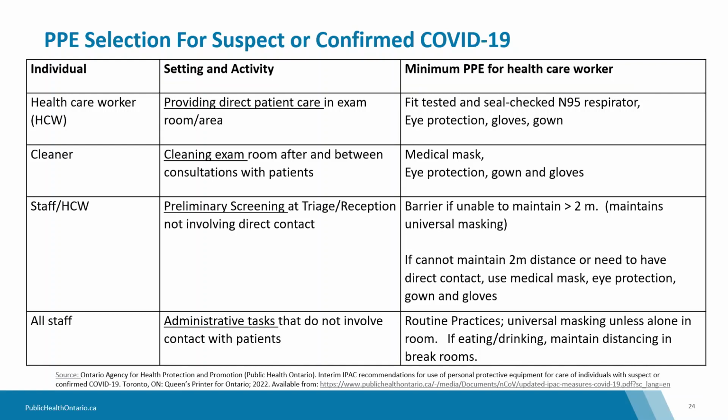If you're eating or drinking, maintain your distancing in your break rooms. We have seen a significant amount of transmission from staff to staff in break rooms, because you just let your guard down because you're with your colleague, you're eating and drinking, you're laughing. So really, distance yourself while you're eating and drinking, put your masks back on, and then continue talking. But we have seen a lot of transmission there.